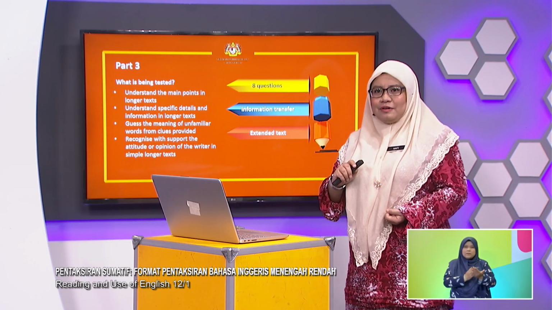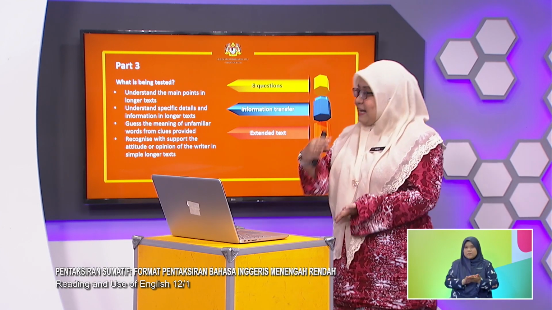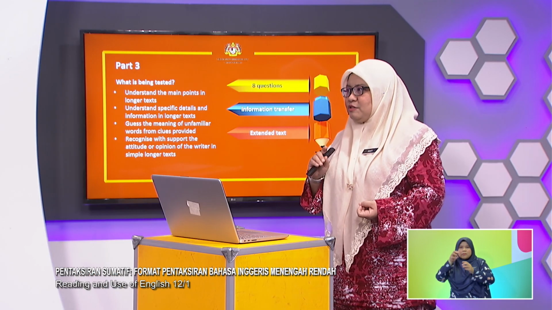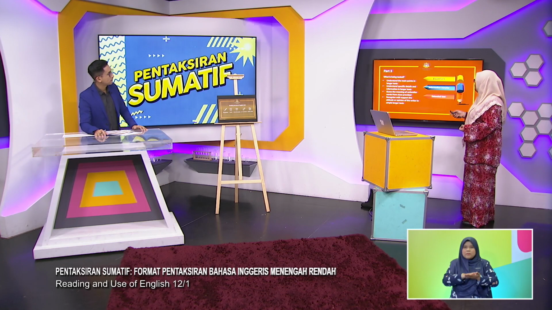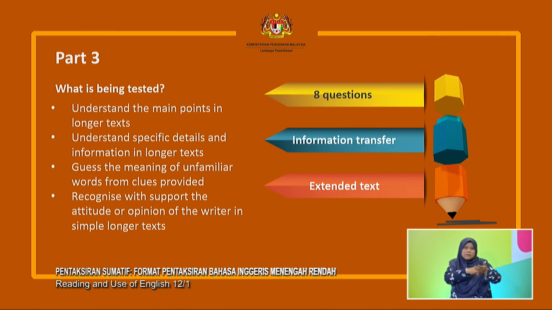For part 3, the students are going to read an extended text slightly longer than part 2. And they are going to transfer information from the text into a table or a mind map. I see. There are going to be 8 questions altogether in part 3. So what is being tested here, Miss? What is being tested here is mainly the same. We are going to look at main points, specific details, as well as recognize attitude or the opinion of the writer in the text.